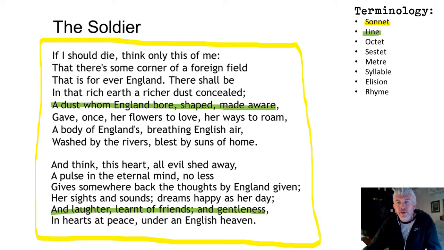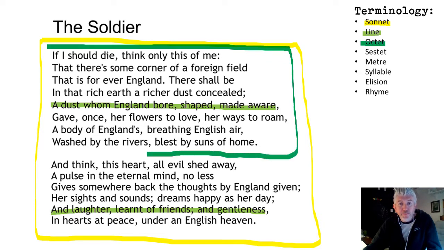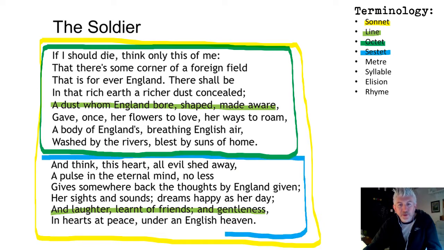The next term is octet, and that's probably a new term. An octet means 8 lines. So in this sonnet we have an octet here, and that green box just highlights the octet. And then the sestet, which is in blue, is the 6 lines underneath. So octet and sestet: we have 8 lines and 6 lines.